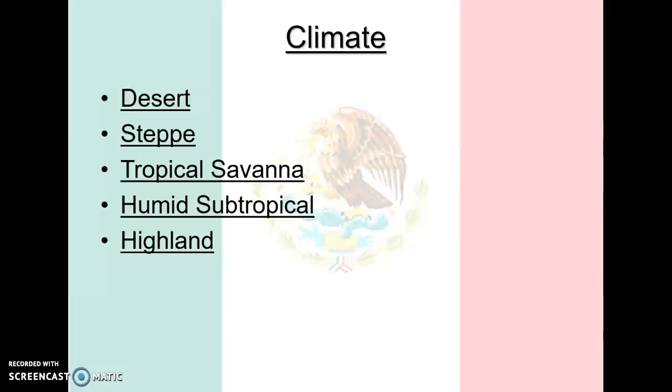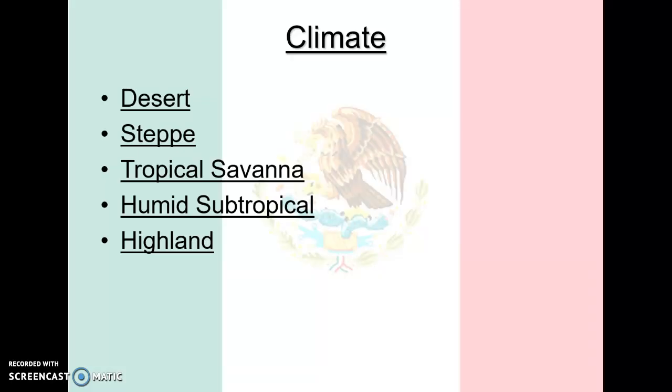Now overall, Mexico has 5 different climate types, and they are desert, steppe, that's not steppy or steppe or steep, it's pronounced steppe, I promise. Look it up in a dictionary. Tropical savanna, humid subtropical, and highland.